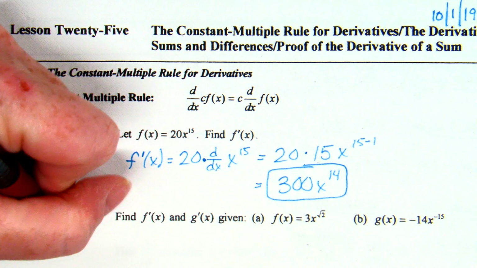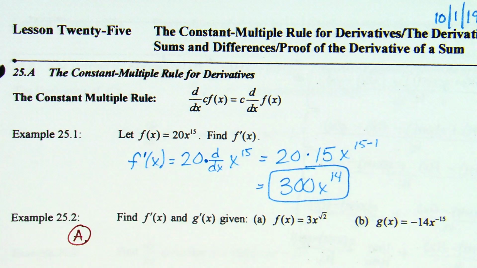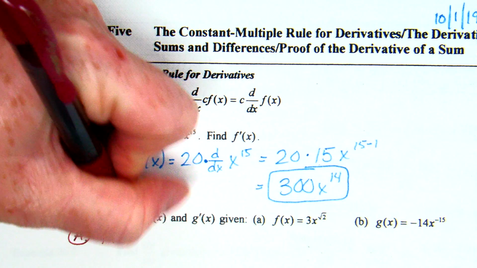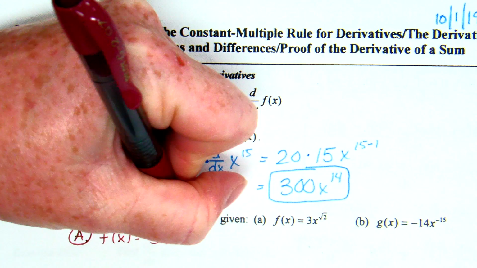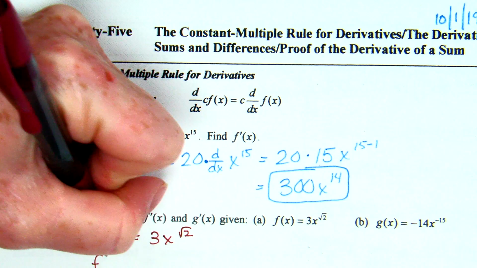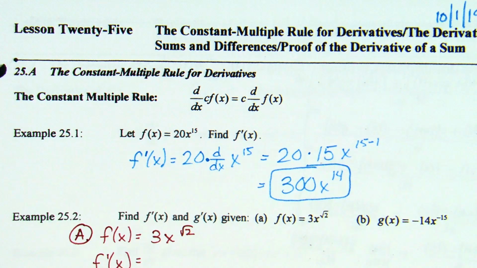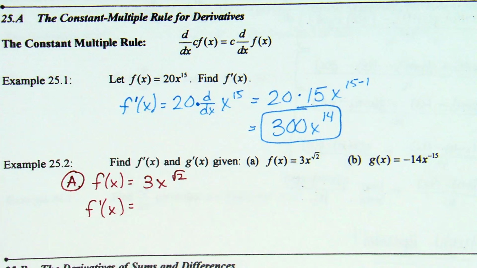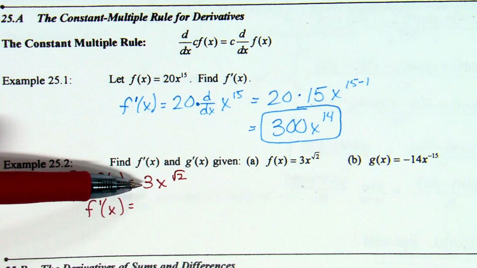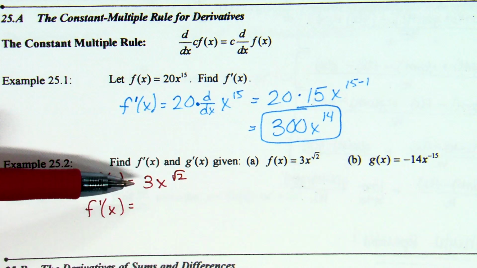Example 2, there's an A and a B. f of x is given as 3x to the square root of 2. We're being asked to find f prime of x. So what do we do here? Bring the square root of 2 to the front. The 3 is just going to stay out front. You're going to bring the square root of 2 out to the front.